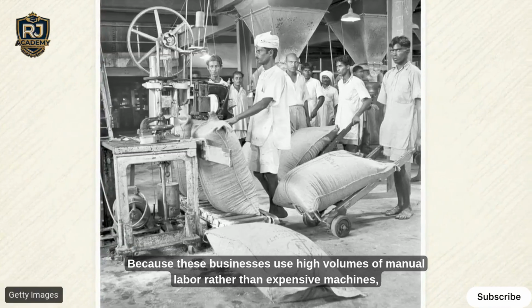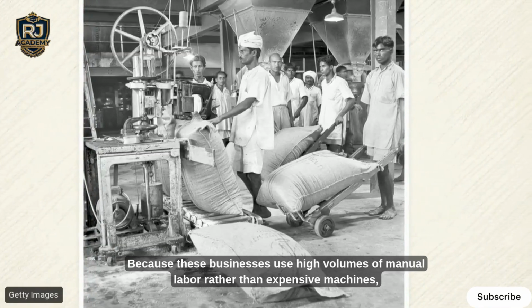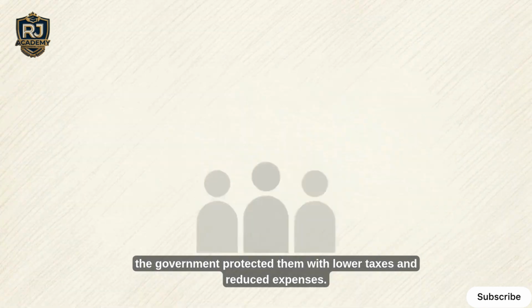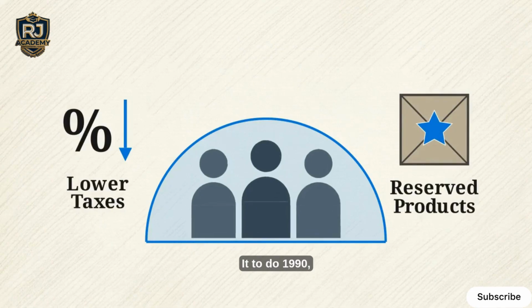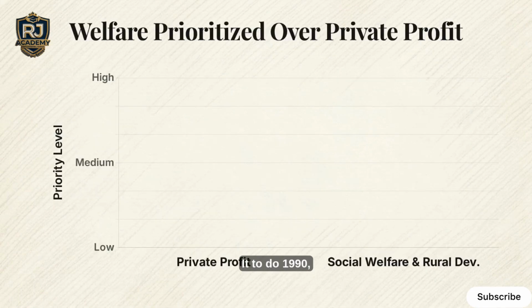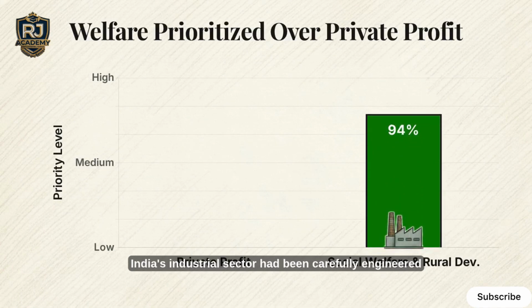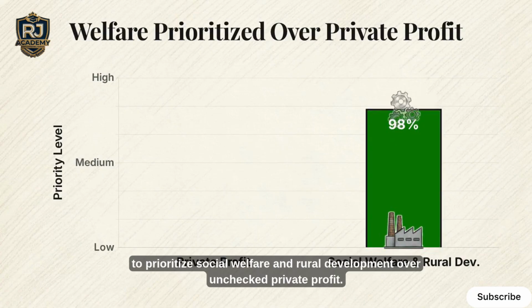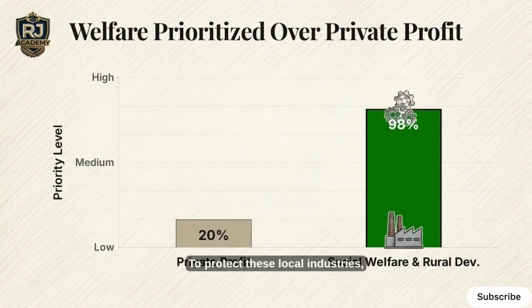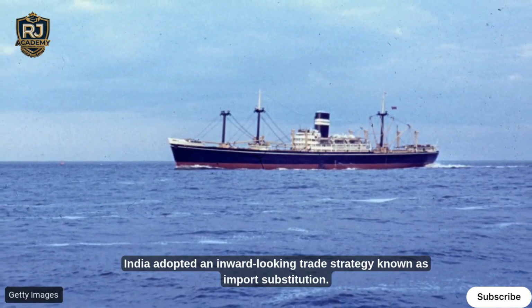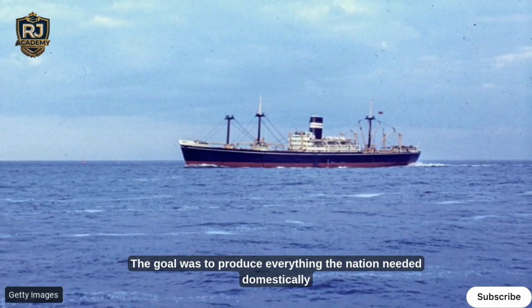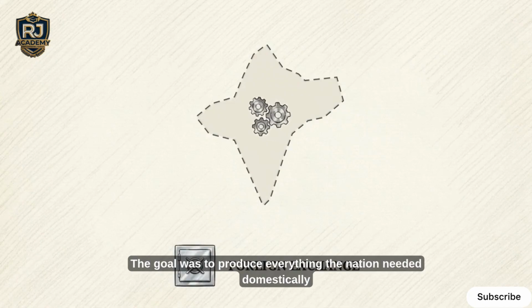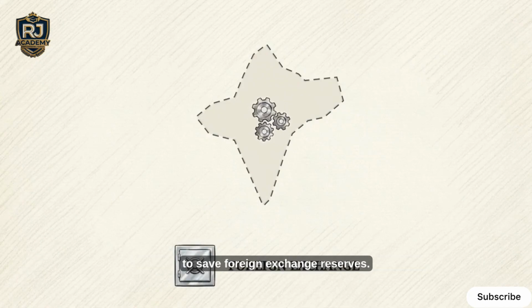Because these businesses use high volumes of manual labor rather than expensive machines, the government protected them with lower taxes and reserved certain products for them to ensure widespread employment. By 1990, India's industrial sector had been carefully engineered to prioritize social welfare and rural development over unchecked private profit. To protect these local industries, India adopted an inward-looking trade strategy known as import substitution. The goal was to produce everything the nation needed domestically to save foreign exchange reserves.